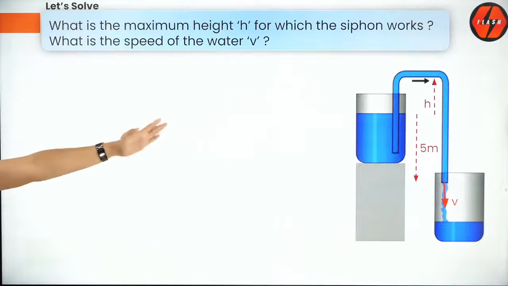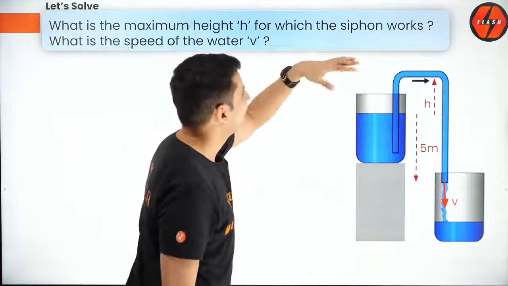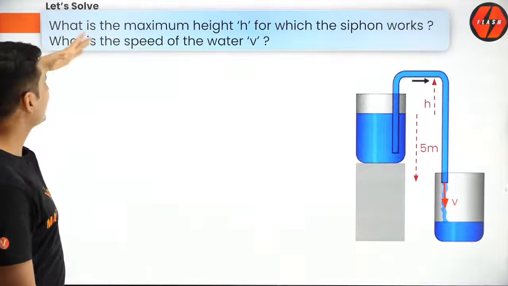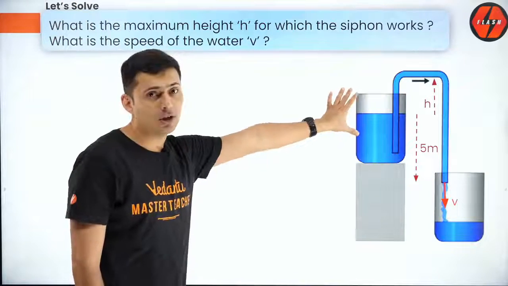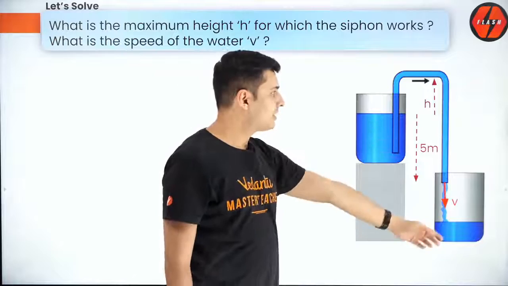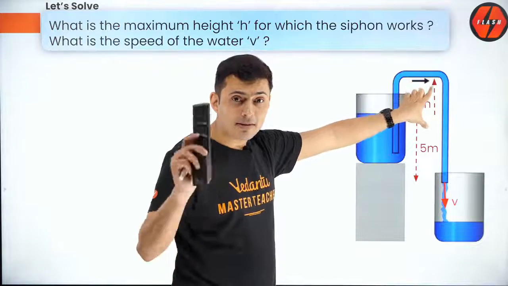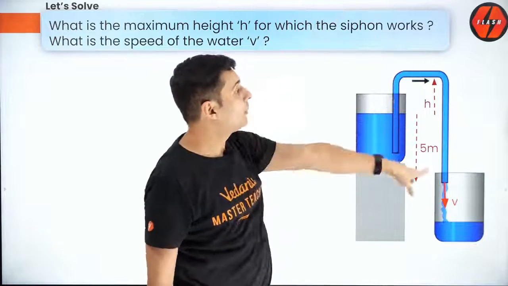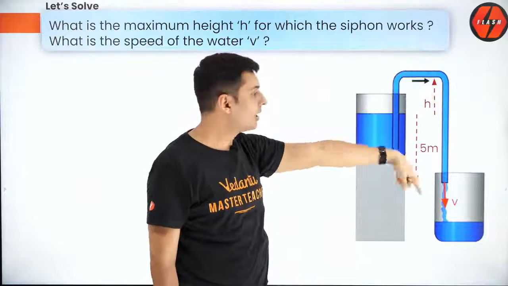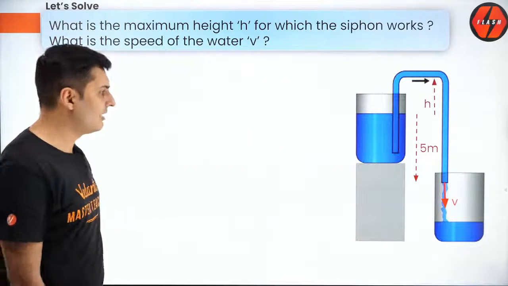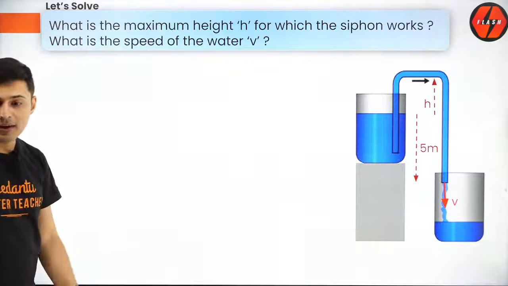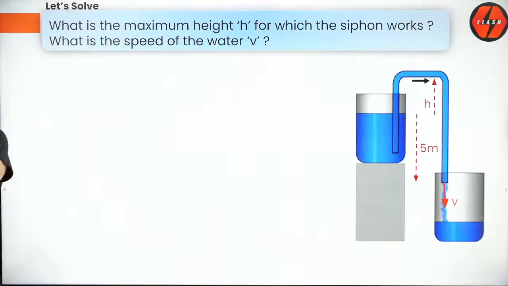What is the maximum height for which the siphon works? What is the speed of the water over here? So there is a tank on the top, heights have been mentioned. There is a maximum limit till which you can take it on the top. Beyond that, the siphon won't work. And then when it comes down, what is the speed, guys? So that's the question. So let's see, how do we solve it?